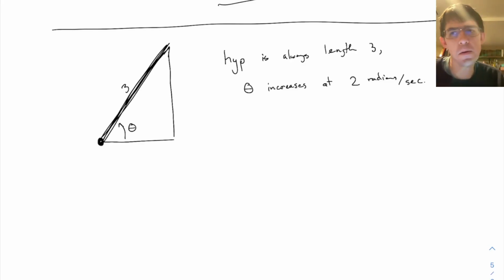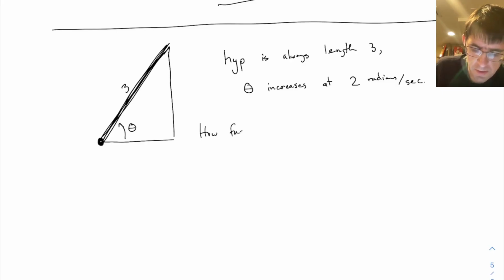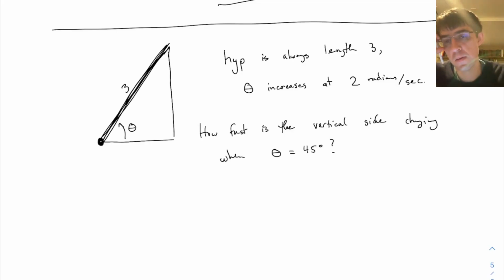All right. I would like to ask, how fast is the vertical side changing when theta is 45 degrees? Let's see if we can do that. Also known as pi over 4 radians, 45 degrees. I think we can handle this. Maybe this might even be too easy. I don't know.